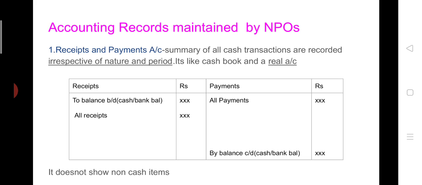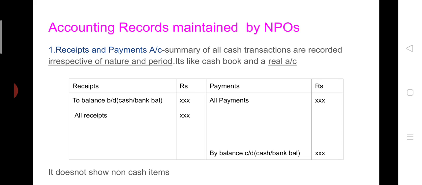It starts with the opening balance, cash balance or bank balance, then all the cash receipts that happened during a particular year we write on the debit side, then all the cash payments are written on the credit side, right? So we do exactly like a cash book. Here also we follow one particular rule: we don't see the nature of the item, we don't see the period. Nature of the item means there are two types of items basically. One is capital items, another one is revenue items.